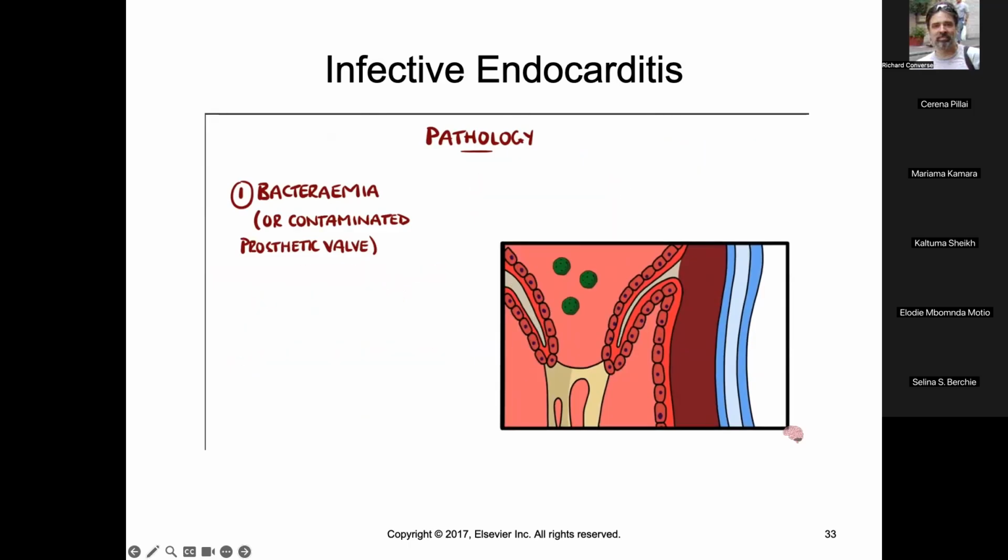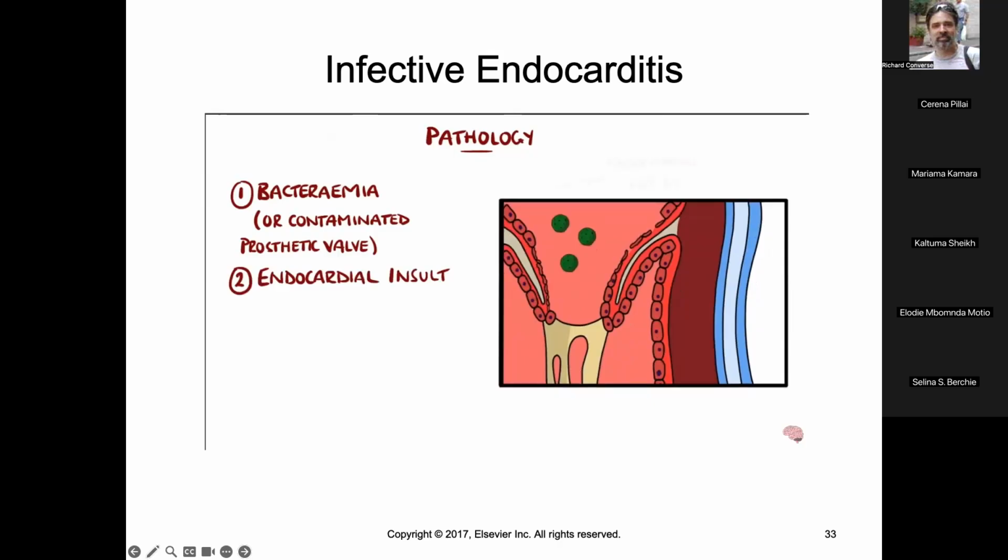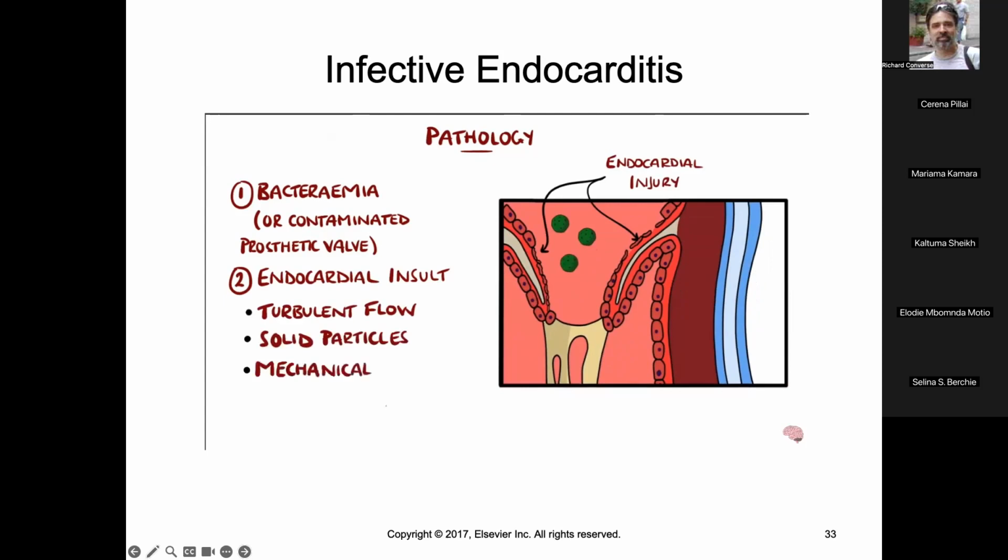However, the endocardium is normally resistant to colonization by microorganisms. Therefore, for infectious endocarditis to develop, there also needs to be an injury to the endocardium. This could come from turbulent blood flow, direct injury from solid particles injected during intravenous drug use, mechanical injury from devices, and chronic inflammation, such as in autoimmune conditions.